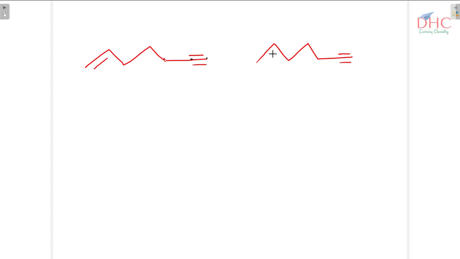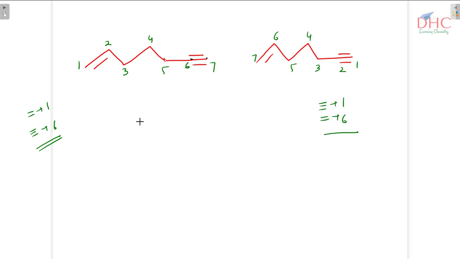Now look. One way is you will number from here. So it's 1, it's 2, it is 3, 4, 5, 6 and 7. The other way, you will number from here, 1, 2, 3, 4, 5, 6 and 7. If you look here, the double bond gets number 1, the triple bond gets number 6. So double bond gets number 1, triple bond gets number 6. From the other side, the triple bond gets number 1 and the double bond gets number 6. So this one is 1 and 6, if we do it from here then this one is 1 and 6.